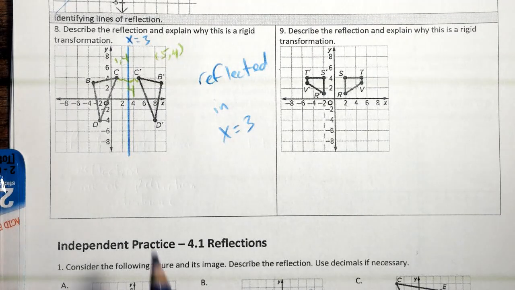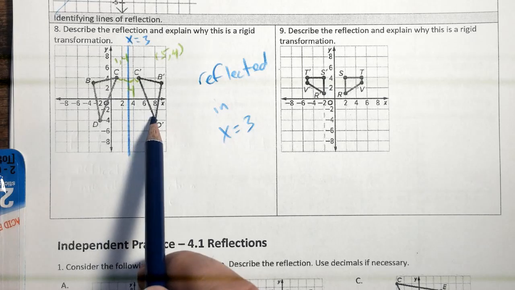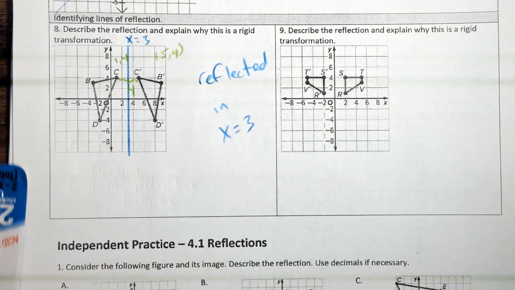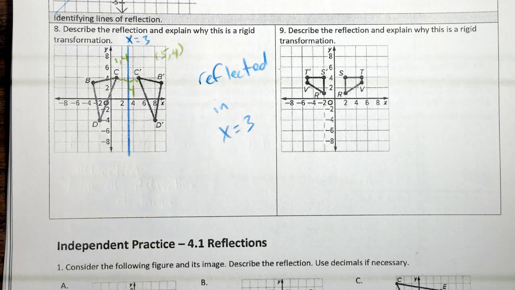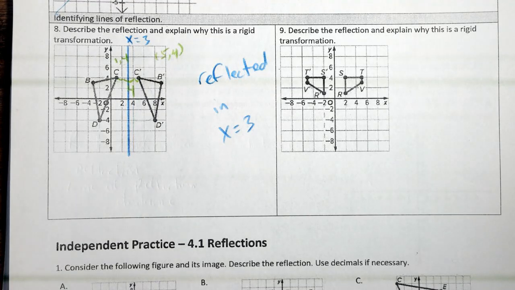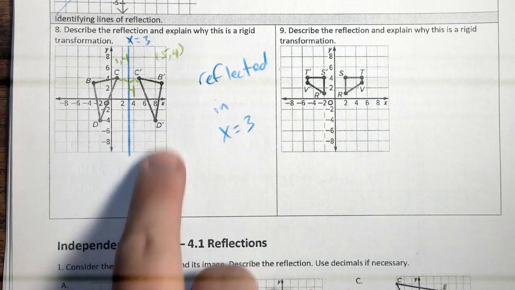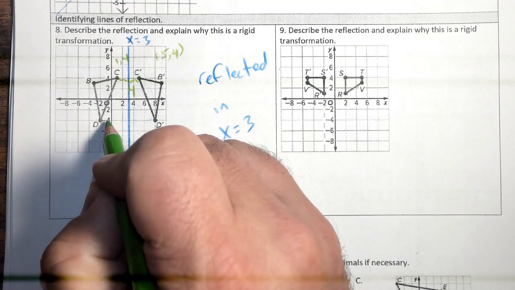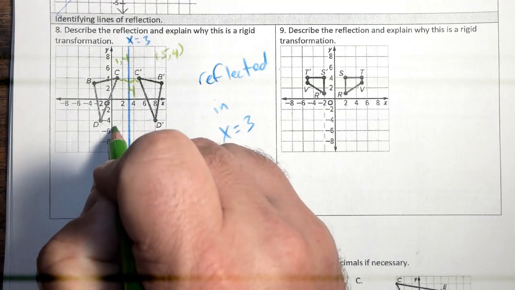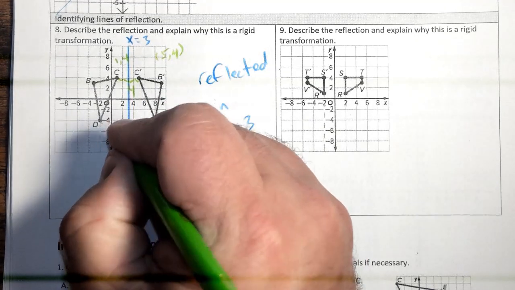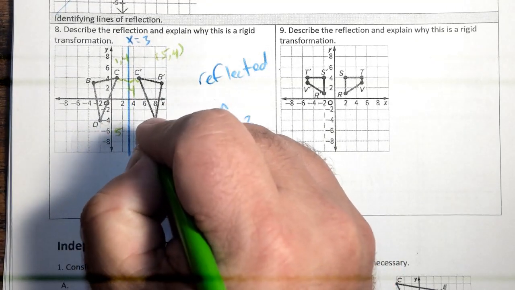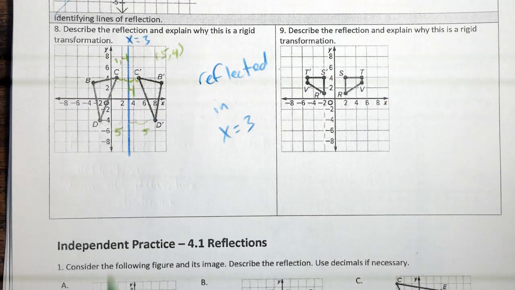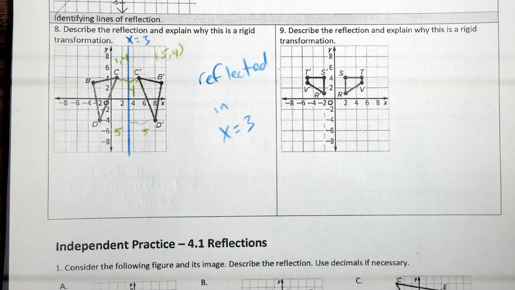And how do we know it's rigid? Well, you see they're all the same shape, so they're congruent. So that's how we know it's a rigid transformation, because it preserved distance. So distance over here, these are 2, 4, 5. So this is 5. And this is 2, 4, 5. So they're the same distance apart.